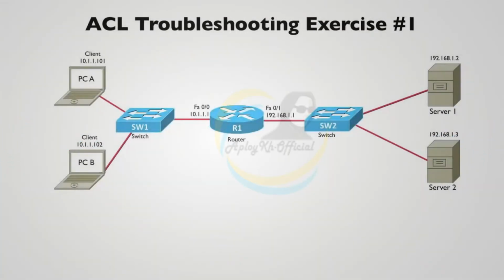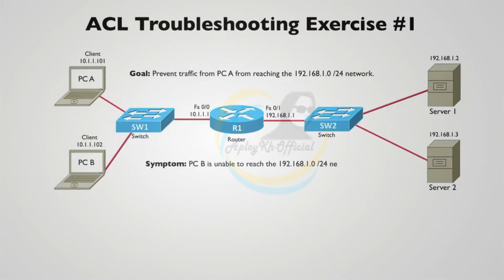Now that we've taken a look at the theory and the configuration of access control lists, let's go through a few troubleshooting scenarios. Here in the first scenario, we want to prevent, with our access control list, traffic from PCA from reaching the servers in network 192.168.1.0/24 while permitting traffic from PCB, but the symptom is PCB is unable to reach that network.